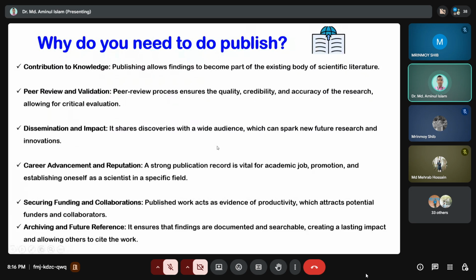That means you need publication if you want to stay in this world. Then securing funding and collaborations. If you publish, then you can easily get a scholarship and you can enhance your chance for collaboration abroad. And if you publish, then your work will be cited by others, and your work will be recognized. So publication is really essential.